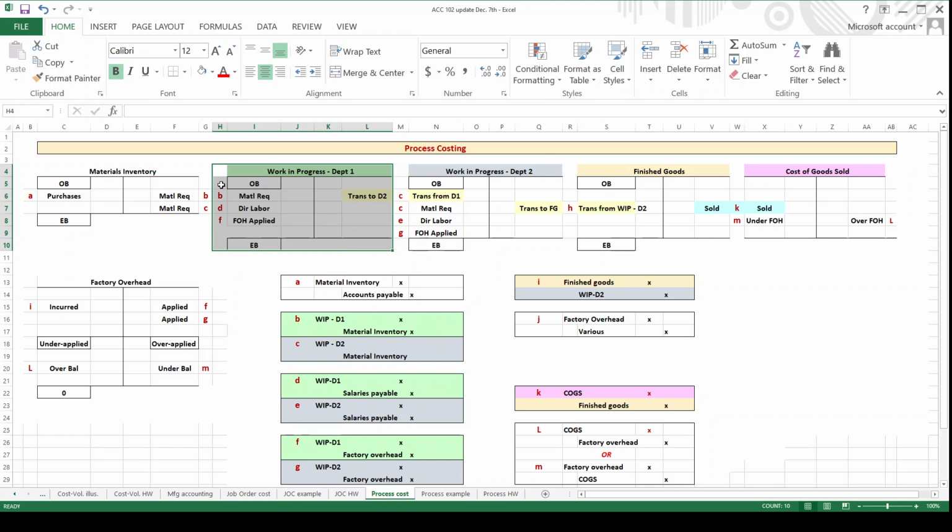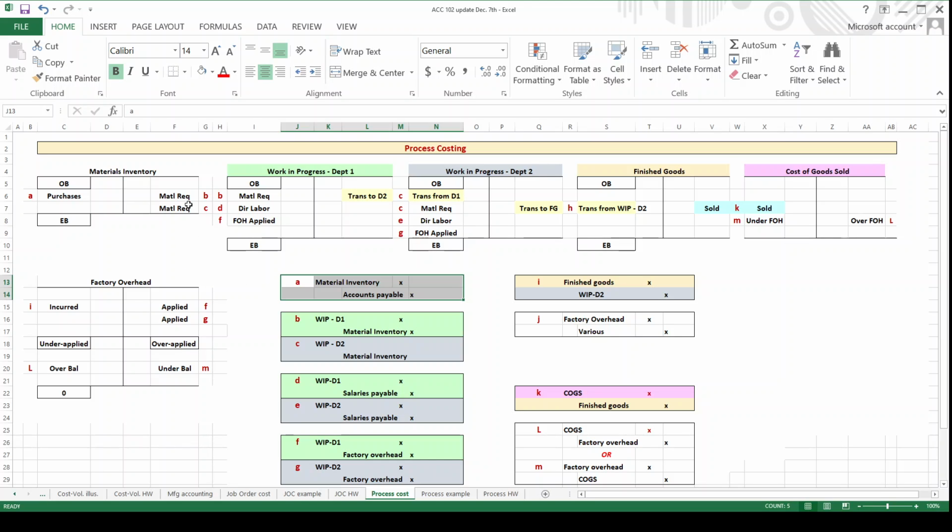And what we have is different departments that will track the cost in. So in this little example here, with these little T accounts, we have two departments. So let's see how this works. As far as the purchase of materials that go into the soup, that's the same as it was for job order costing. Yes? So we debit the inventory account, we credit cash, accounts payable, whatever the case may be.